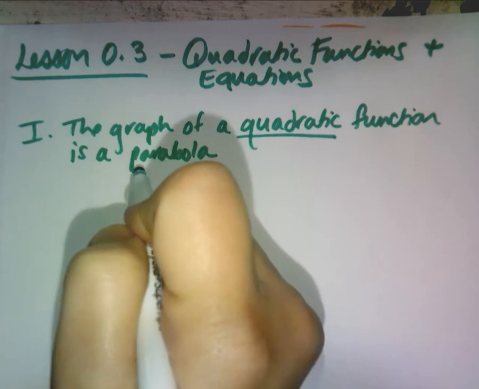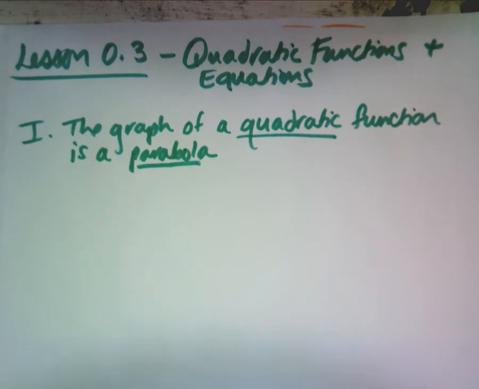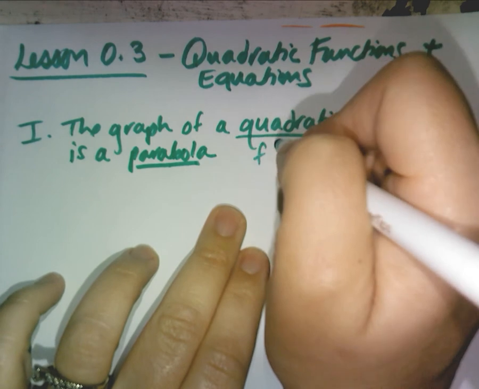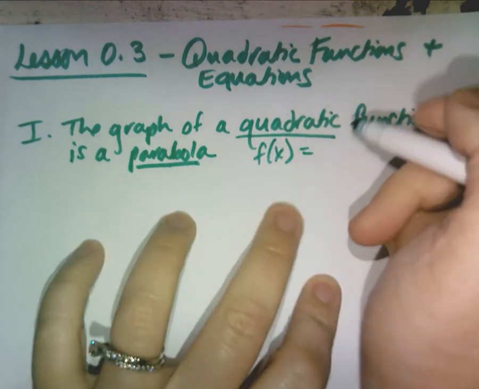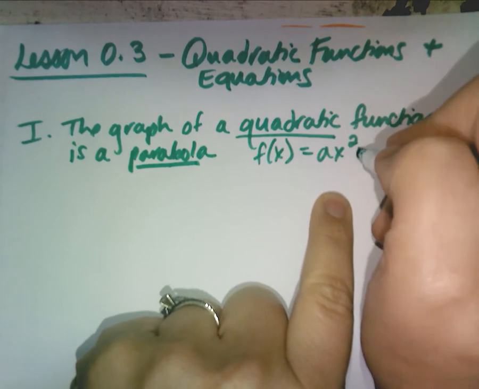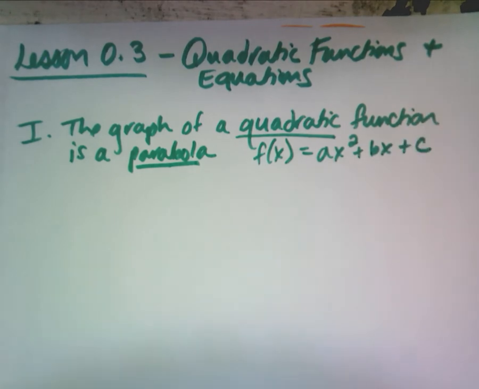All right, the graph of a quadratic function is a good old parabola. Okay, so what is a parabola? Well, let's first write what a quadratic function is in basic terminology. You would have ax squared, degree 2, plus bx plus c. That's your very basic form for a quadratic function.